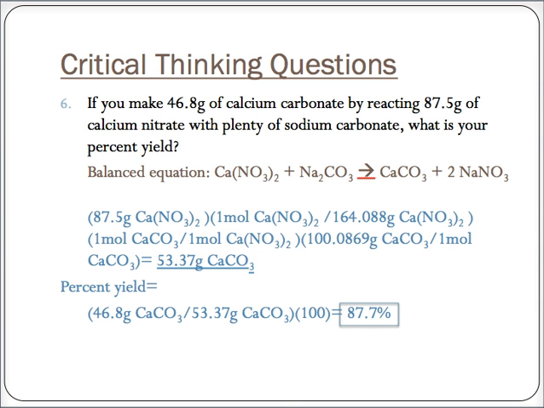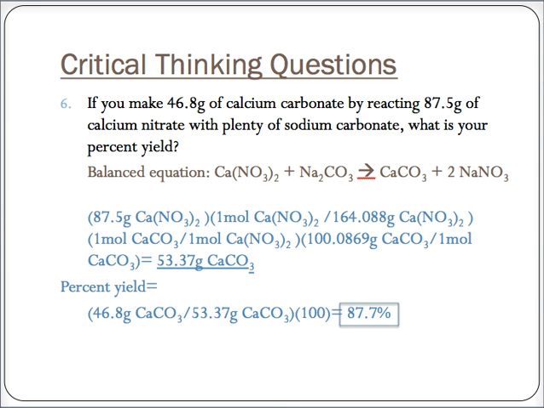Number 6. If you make 46.8 grams of calcium carbonate by reacting 87.5 grams of calcium nitrate with plenty of sodium carbonate, what is your percent yield? So first we're going to write out the balanced equation. The balanced equation is always important because we then can find the mole-to-mole ratio between the product and the reactant. Okay, so first we start with the initial mass of 87.5 grams of calcium nitrate.